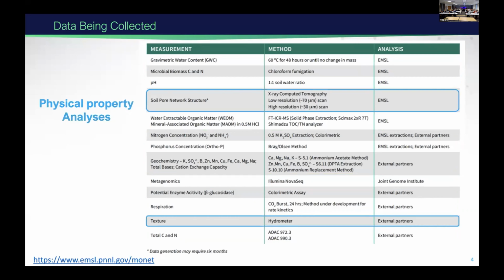The second category is the physical property analysis. That includes the soil pore network structure measured by XCT, and the soil texture. We provide you the percentage of sand, silt, and clay, measured by hydrometer.